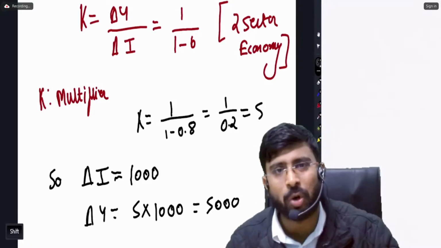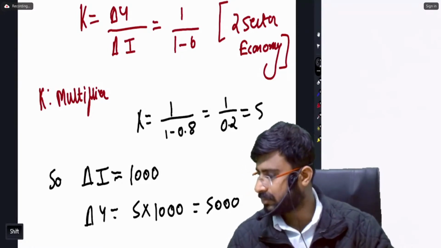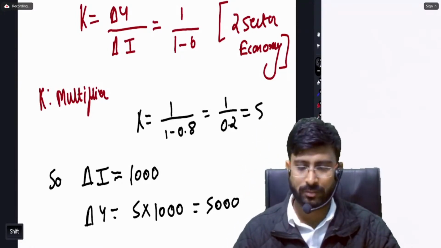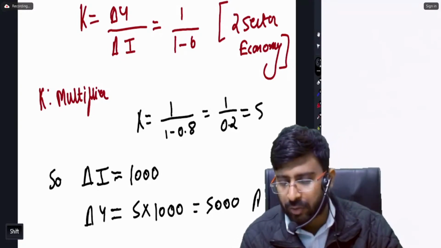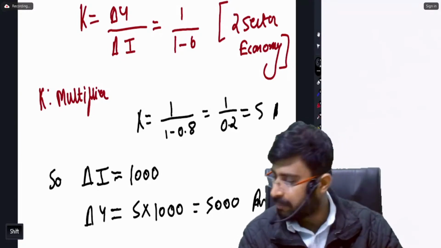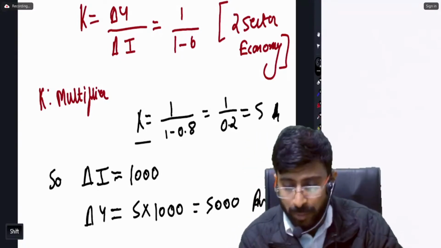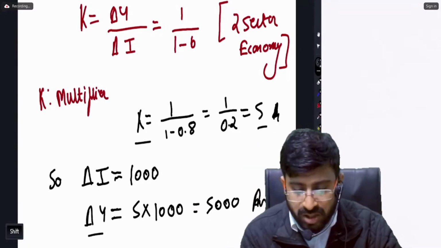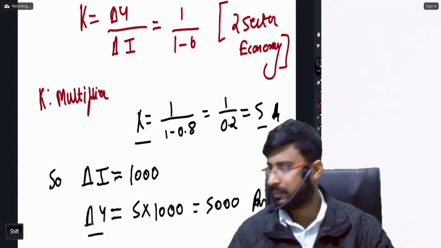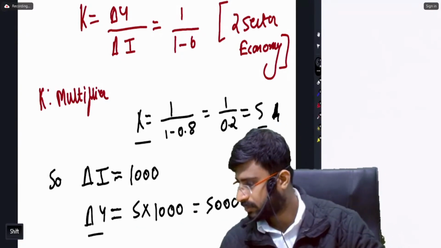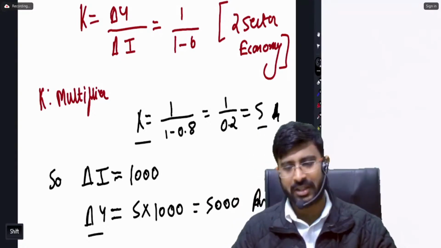Friends, is that clear? So the change in income is 5,000. That is the answer. And the multiplier value is 5. So if they ask you the multiplier, then 5. If they ask you the change in income, then it's 5,000. Hopefully it's clear, everyone.